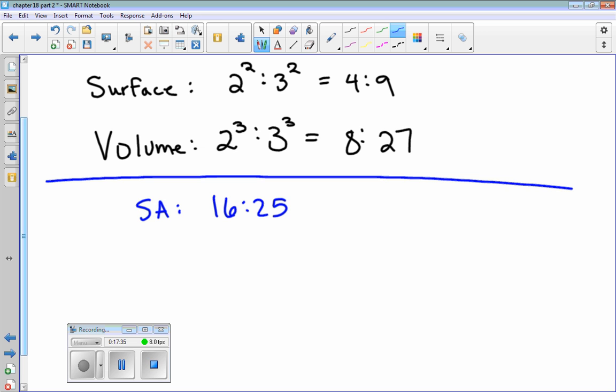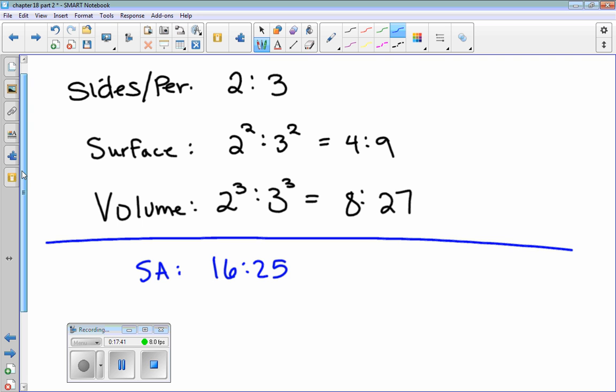Well, if I'm trying to find the dimensions, which means I'm actually trying to find the sides, how do I go backwards? If I know the surface area, how do I go backwards? Square root. So if I'm going in this direction, I square or cube. If I'm going backwards, I take the square root or cube root. So from surface area to sides, I take the square root. The sides are going to have dimension of the square root of 16 to the square root of 25. It's 4 to 5. It actually is a perfect square.